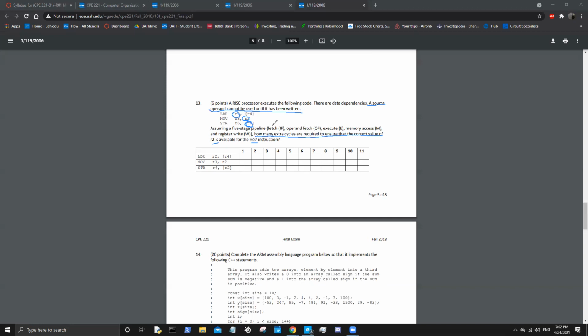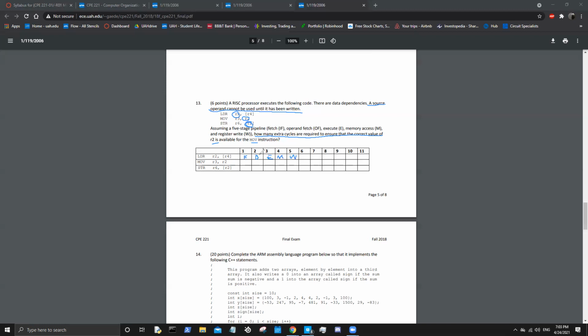But from what I can tell, I'm pretty sure there's only one main stall. I think the store will be fine, but it's all about the move, because the question is asking how many extra cycles are required to ensure that the correct value of R2 is available for the move instruction, no forwarding. So we have 5 stages here with fetch, operand fetch, execute, memory access, and register write. So let's go through and start. Obviously, the first instruction is always super easy. For simplicity's sake, I'm just going to write one letter for each of these. F, O, E, M, W. So here's our 5 stages on the first one.